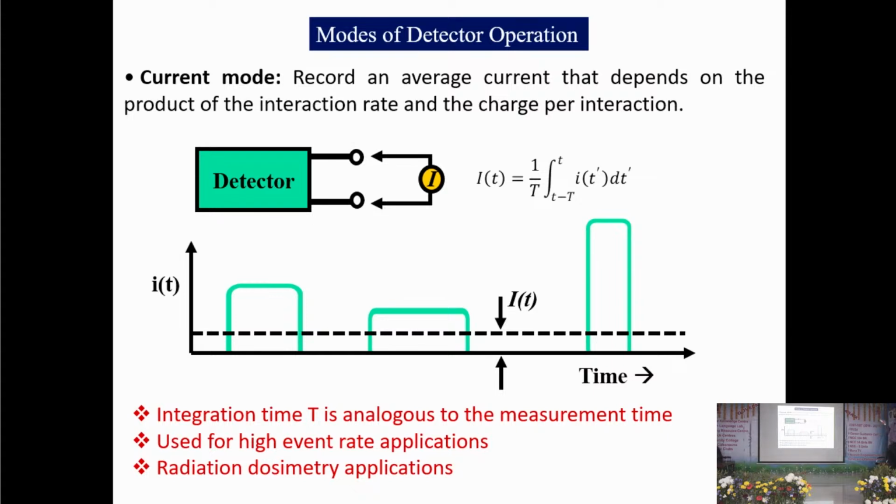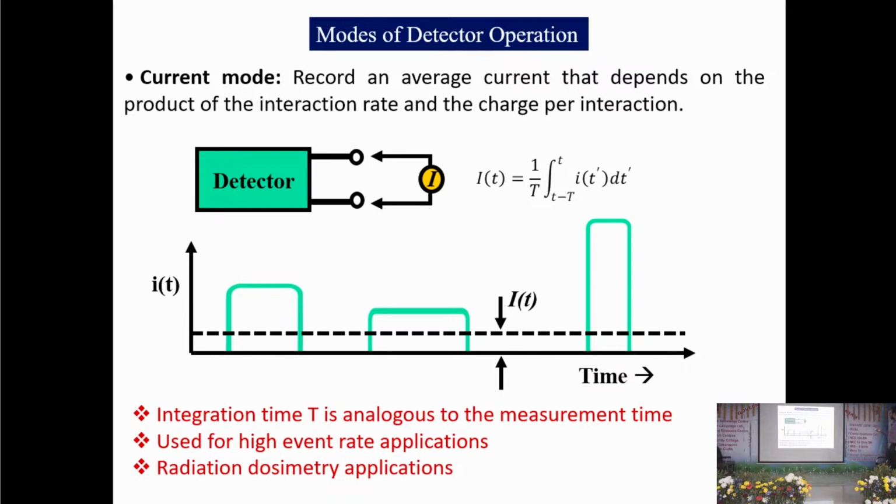Basically there are two different modes, current mode and pulse mode. I will very briefly discuss what current mode is. You probably already know that whenever radiation is incident on the detector, charges are produced and you collect the charge. What you measure in current mode is, since it is very difficult to distinguish the individual pulses, an average current over time.